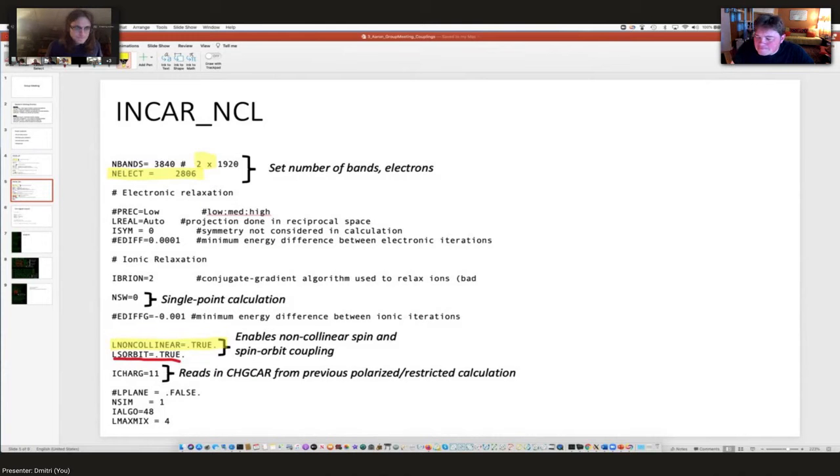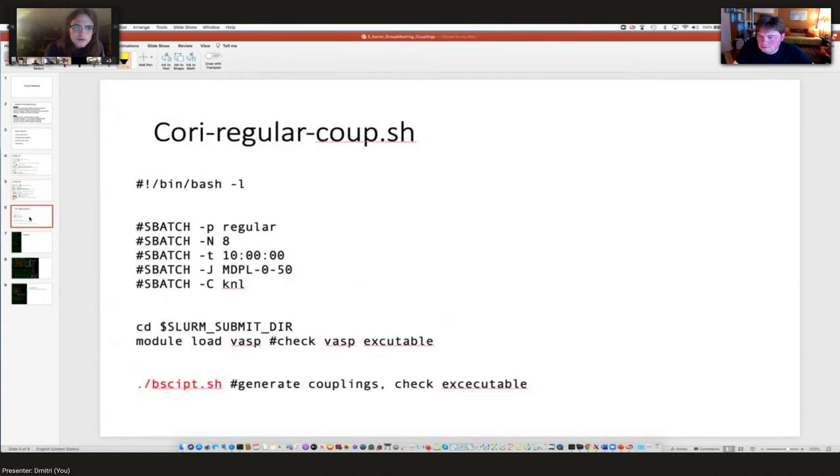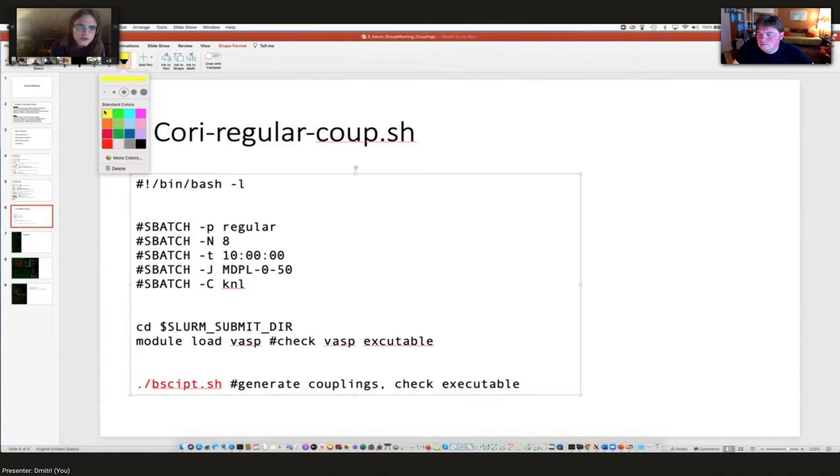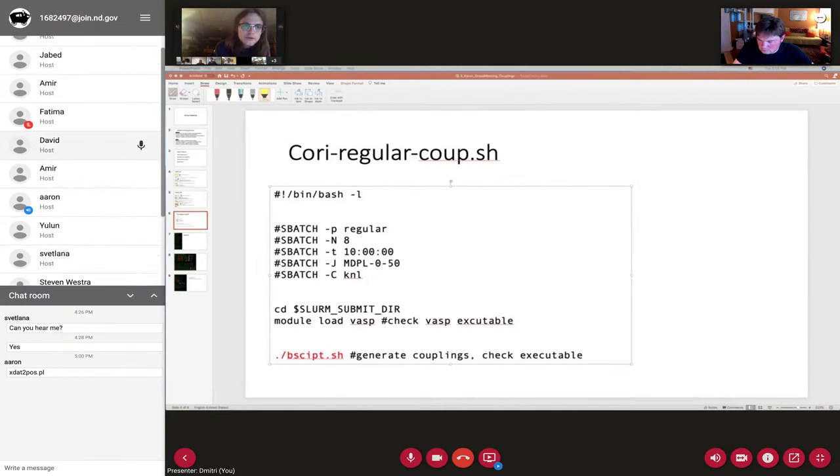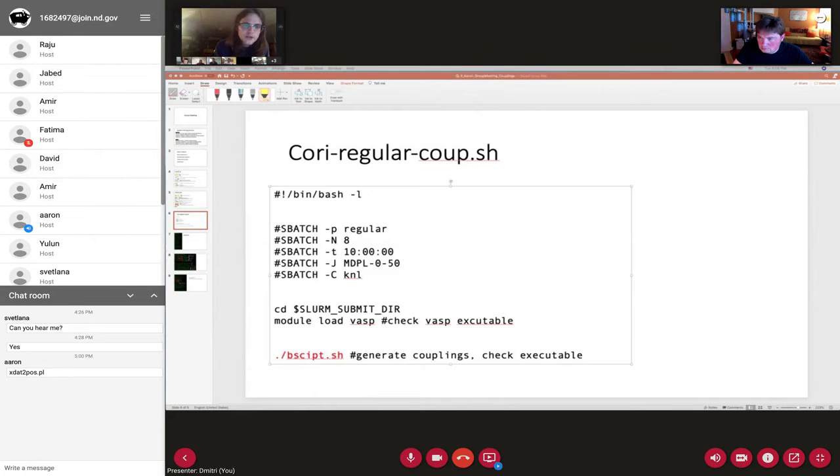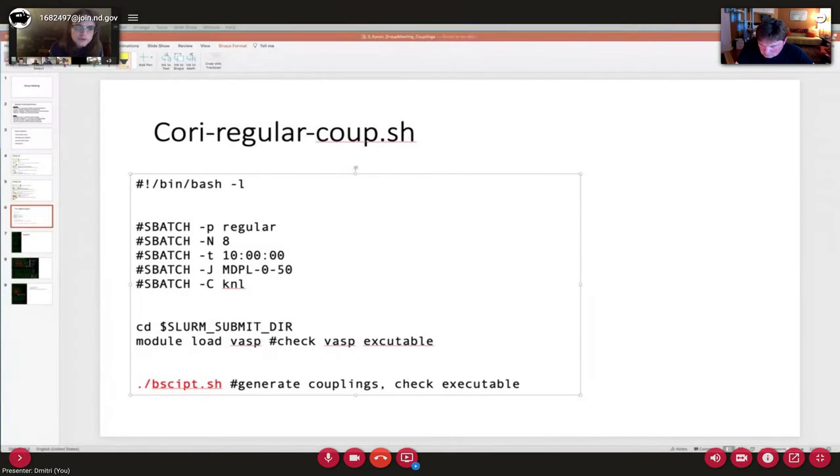So then those are the input files. And then next slide. So now we're transitioning to the scripts that we use to generate couplings. So this is the submission script for the Cori. Essentially, everything except the bottom line is standard for what the submission scripts look like. But instead of telling Cori to run a VASP executable in the last line, we tell it to run this bscript.sh at the bottom. And then that leads into the next slide.